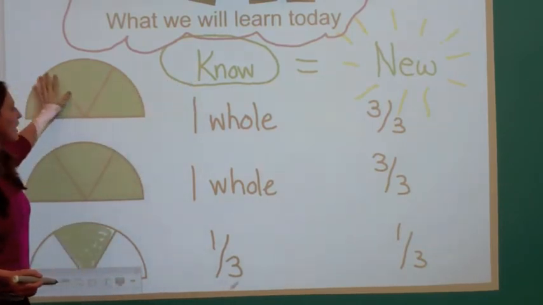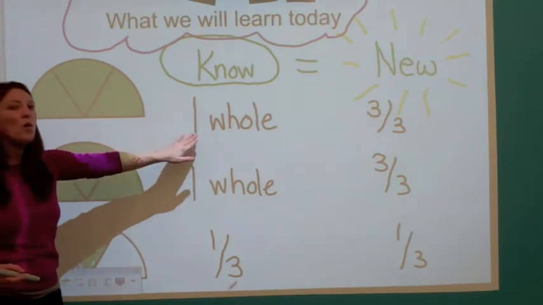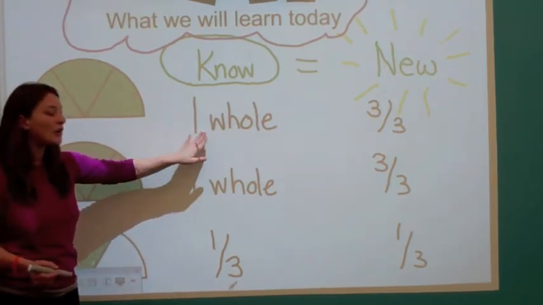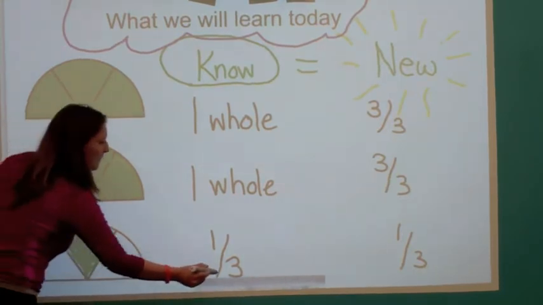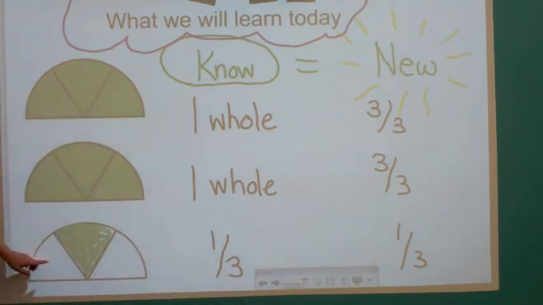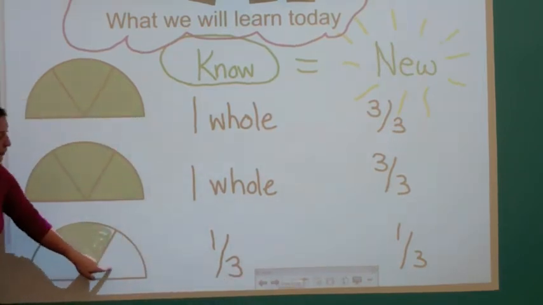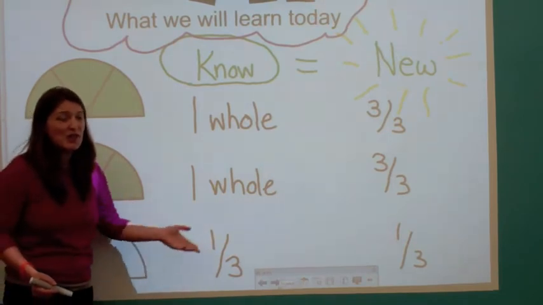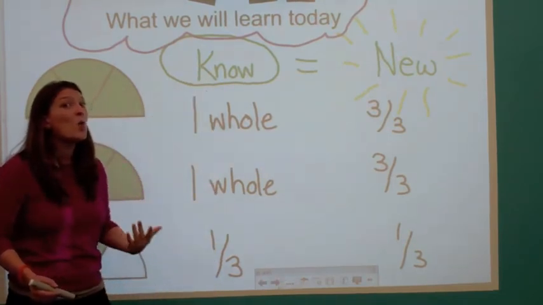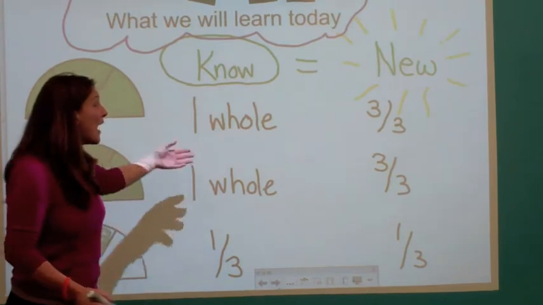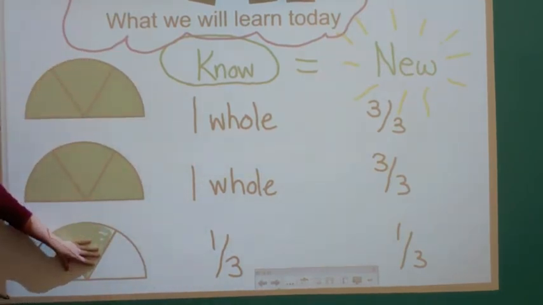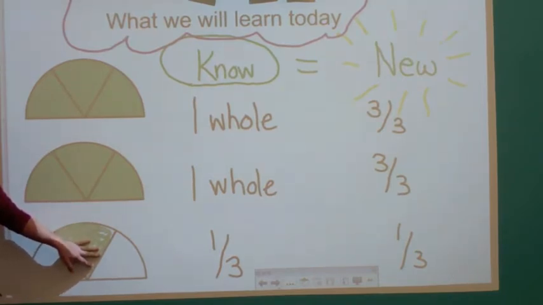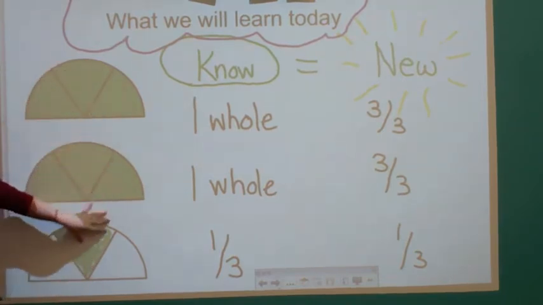So this is what we know. We know that when we look at this shape, the whole shape is colored. Again, with this shape, the whole thing is colored. Now when we're looking at this shape, we can see that 1 out of the 3 pieces are colored. That's what we've been doing for a while now. And if I were to take a look at all 3 of these shapes, I could give you a mixed number that represents all of them.